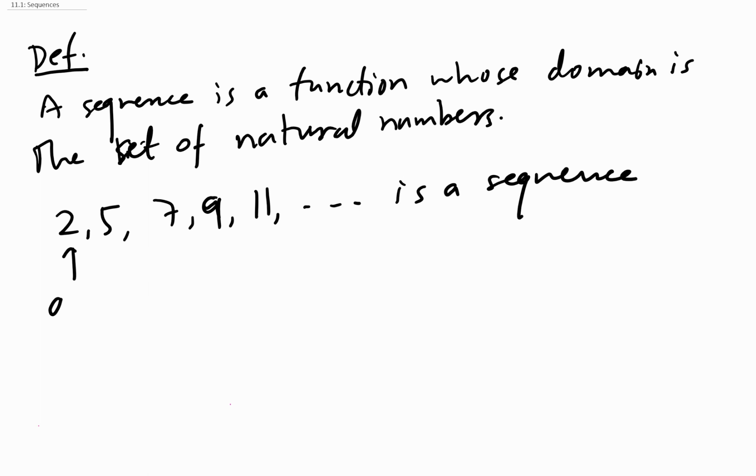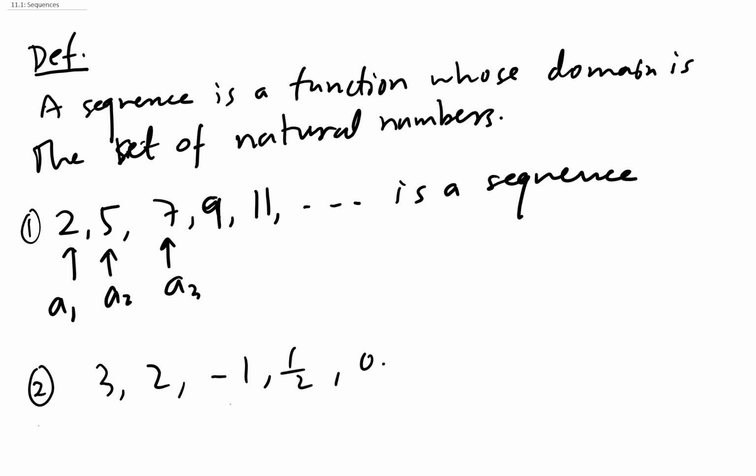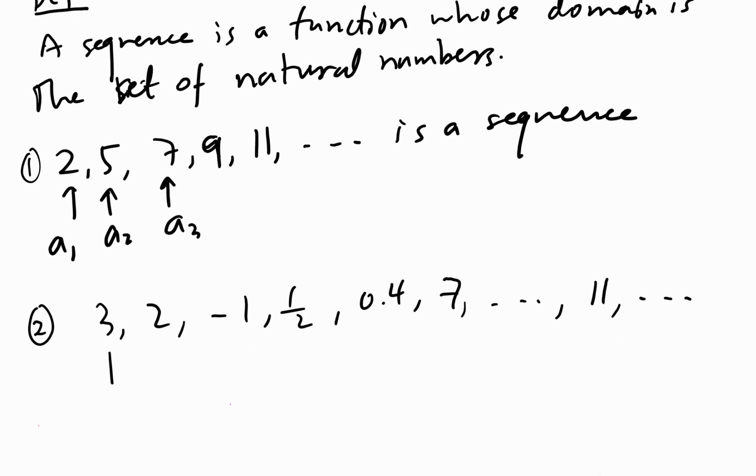This is called, let's call it a sub 1, a sub 2, a sub 3. This means the first term, second term, third term of the sequence. They don't have to always be like that. We can look at another example, say 3, 2, negative 1, 1 half, 0.4, 7, and so on. Again, this is the first term, second term, third term. At the nth position, that's called the nth term of the sequence.